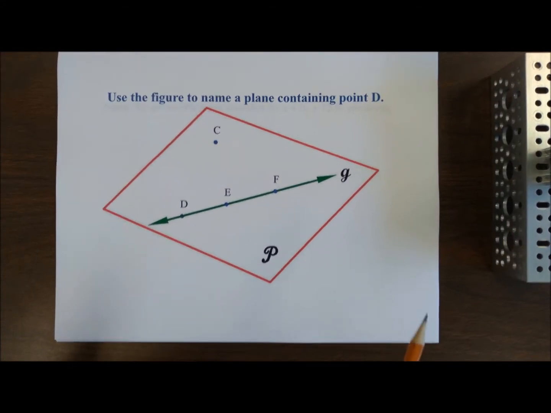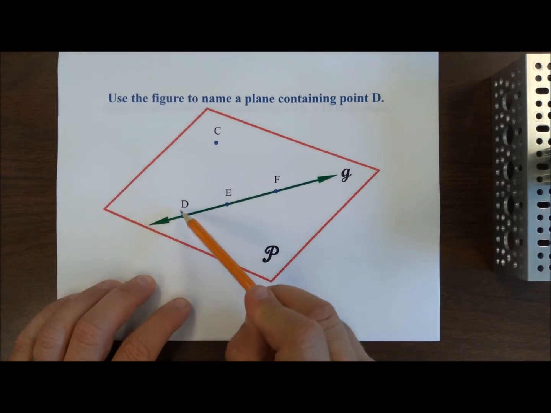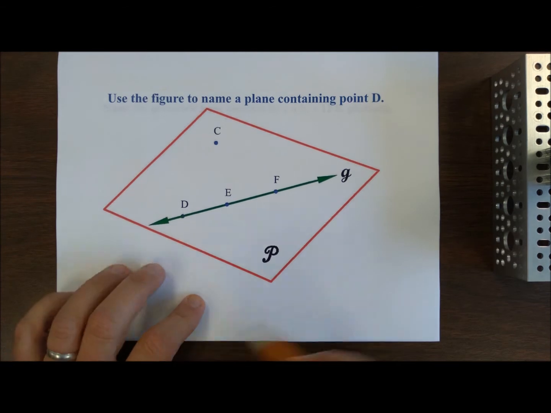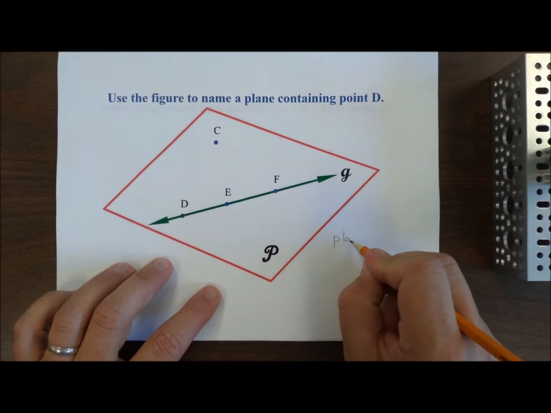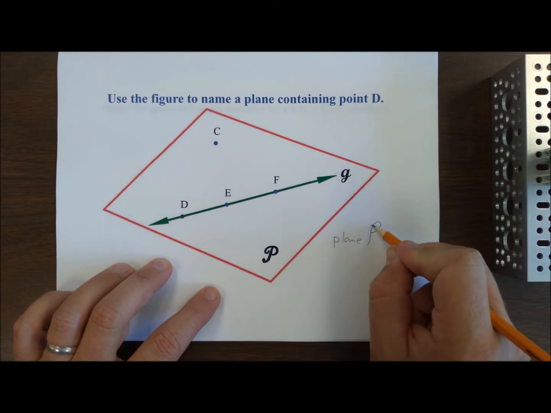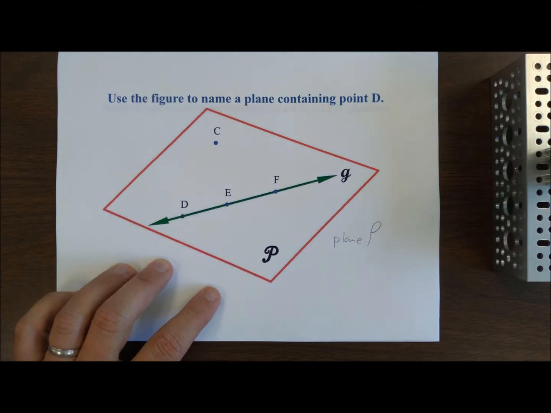Here's a good opportunity to pause the video if you want to try a problem yourself before I explain it. Here, could we use the figure to name a plane containing point D? You can see here we've got this capital letter D and our point right there. So how could we name the plane that it's in? We could call this plane P, right? I could have that as an uppercase scripted P. Apparently, I don't remember how to draw a cursive P, but we could call it plane P.